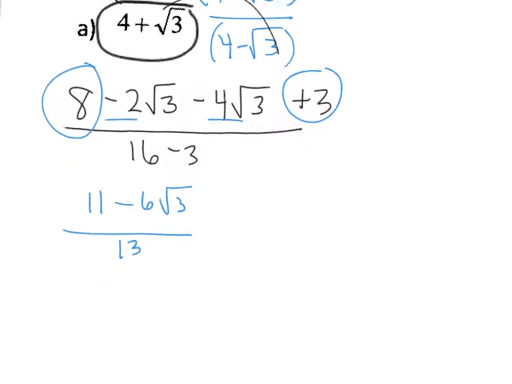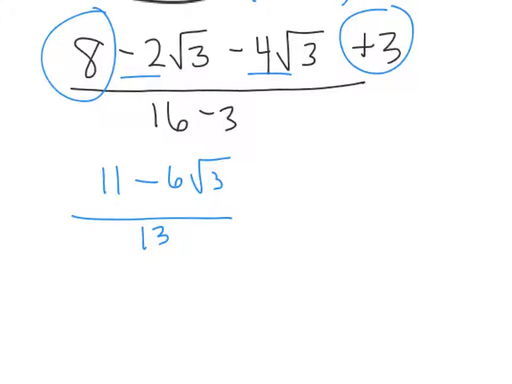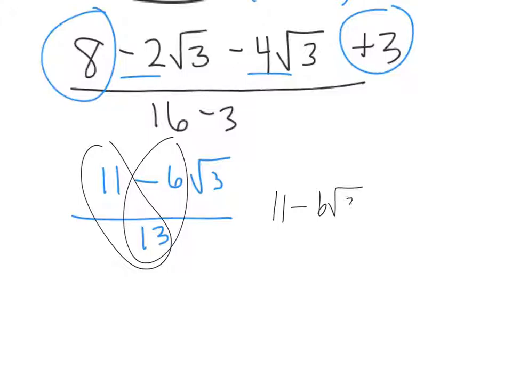So at the end you want to see, can you reduce this? Is there something that you could divide these by? You can't. So you can just leave it as 11 minus 6 root 3 over 13. If you could reduce them, I would break it up.